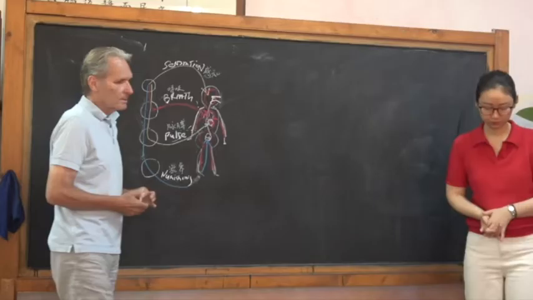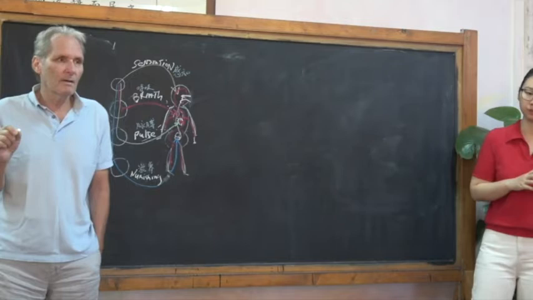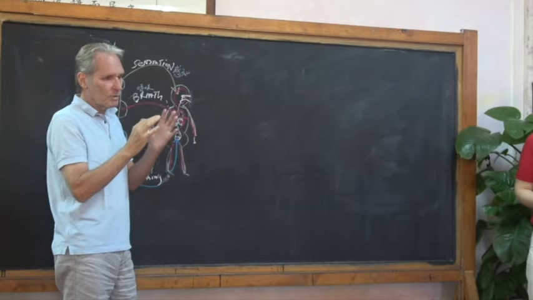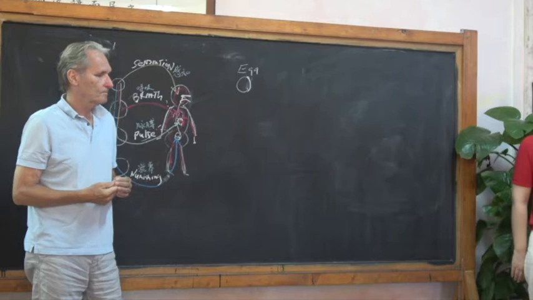Remember we made a picture of the development of the animals in relation to the development of the human being. And we could see that in the development of all the animals, you have these sheaths. So in the fish, you have eggs.